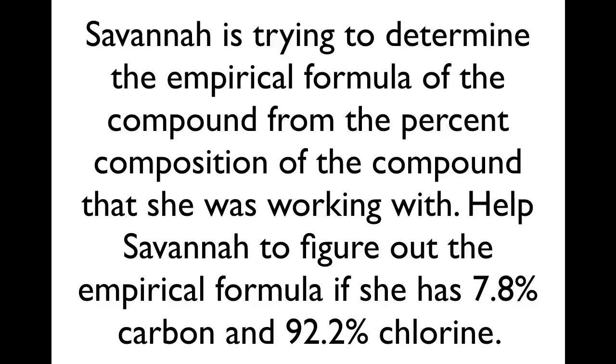So if I pick the least amount of moles that I have, 0.65 moles compared to 2.60 moles, I know that 0.65 is the smallest, so I'm going to use that to be my denominator, or to divide both my moles by that. So 0.65 divided by 0.65 is 1. Then 2.6 divided by 0.65 gives me 4 exactly. So the empirical formula that you should have gotten is CCl4.